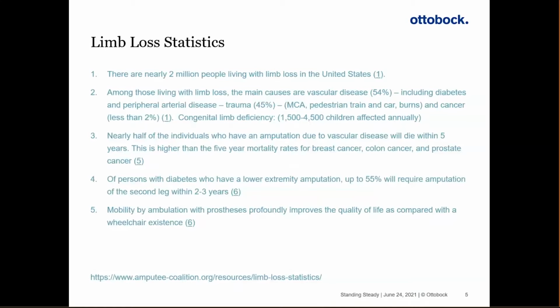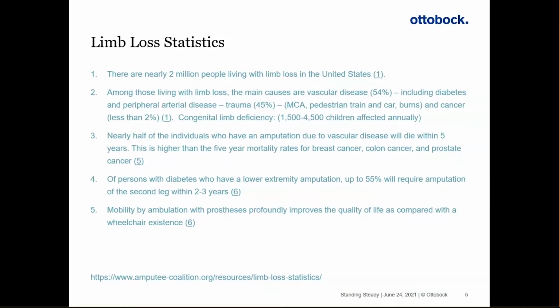So I wanted to start with just some limb loss statistics, as a general overview. There are nearly 2 million people living with limb loss in the United States. Among those, the main causes are vascular disease, diabetes, and peripheral arterial disease. About 45% is from trauma: motorcycle accidents, pedestrian, train, and car accidents, and burns. Cancer is less than 2%, and we still see congenital limb deficiency, about 1,500 to 4,500 children affected annually.